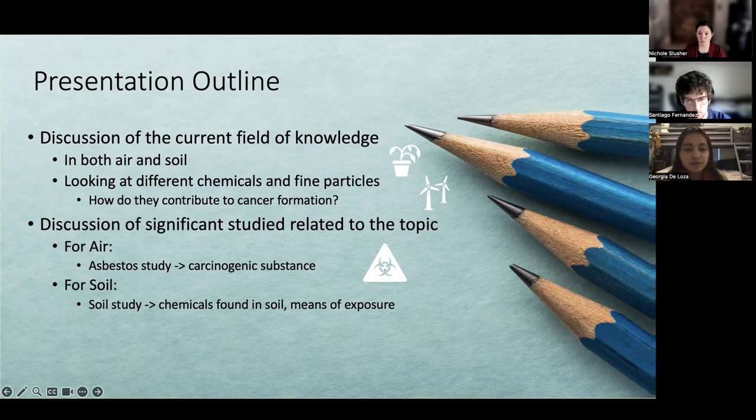And for particles and chemicals in the soils, we'll look at a source that provides detail on the various substances that could be found in soil, as well as how they've accumulated in the soil and how they could be exposed to humans in a variety of ways.